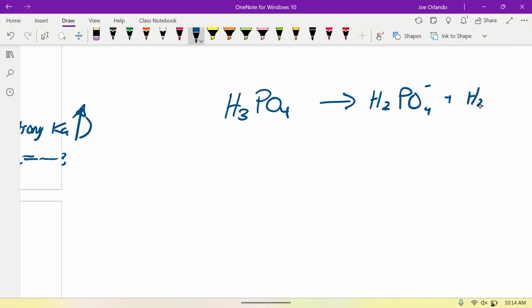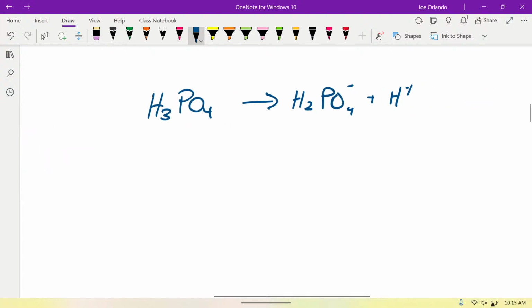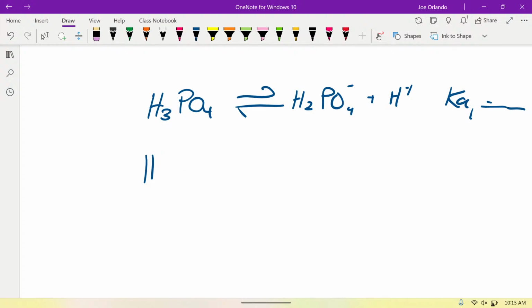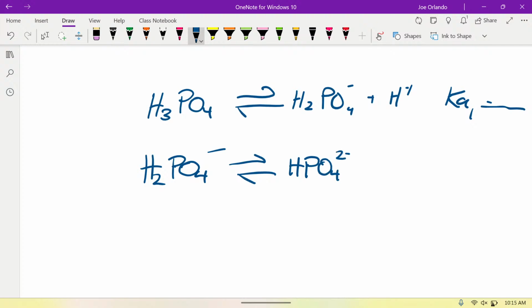And that would have its own Ka value. And phosphoric acid isn't a strong acid, so that's an equilibrium. So that would have what we call Ka1, and it would have some number. And then now it can lose a second proton, and H2PO4 minus can lose another proton, giving HPO4 2 minus. And that would have its own Ka value.